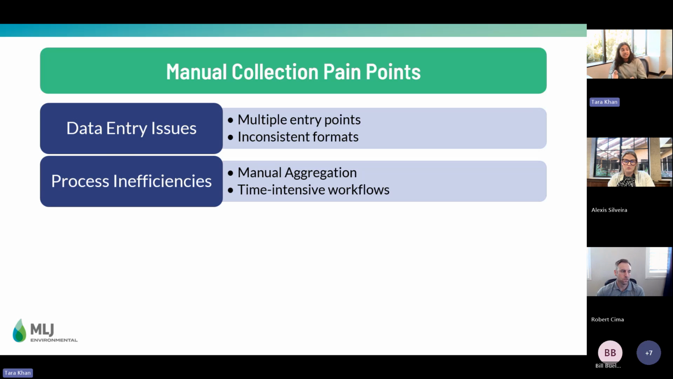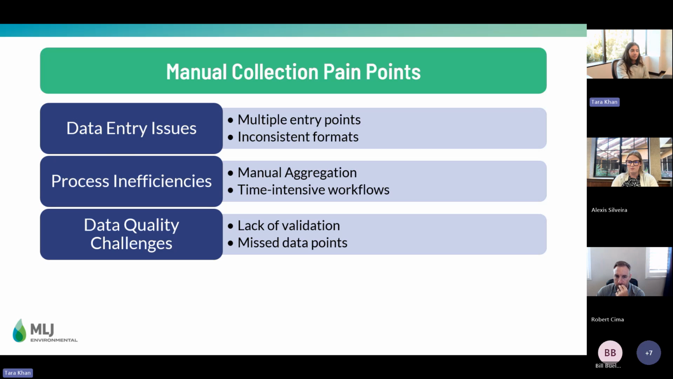All right, and then process inefficiencies, which was brought up on the Mentimeter as well. There's a ton of staff time that comes with manual data collection. We're going out in the field, we're collecting data. Sometimes we're speaking to people in person and writing things down. Sometimes we're sending out forms, and then those forms come back into the office, and we have to manually sit there and type it all in. It's very time intensive, and it's costly, right?